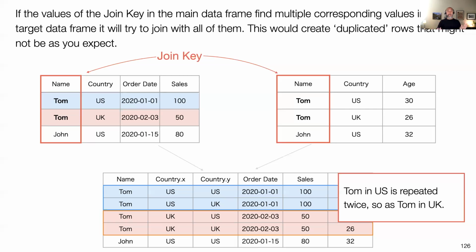However, if you set only the name column as the join key, what it's going to do is that the first Tom on the left-hand side finds two matching rows, so it joins with both of them. So Tom US ends up having two rows: Tom US gets joined with Tom US, and Tom US on the left-hand side gets joined with Tom UK on the right-hand side as well. And then the same thing for the UK Tom. But obviously, this is not what you want. What you expect is Tom US to Tom US, Tom UK to Tom UK.